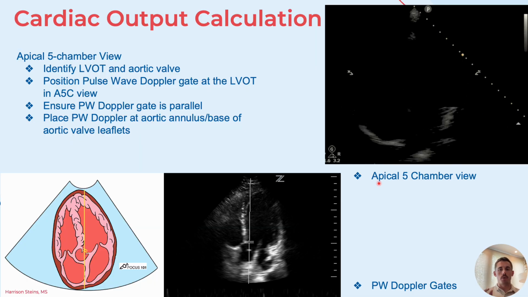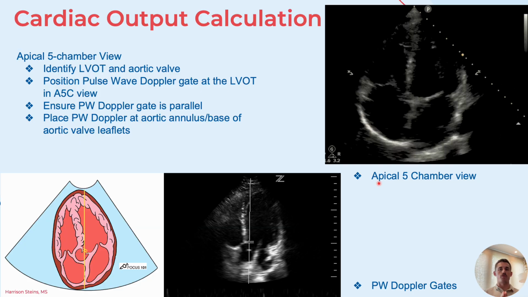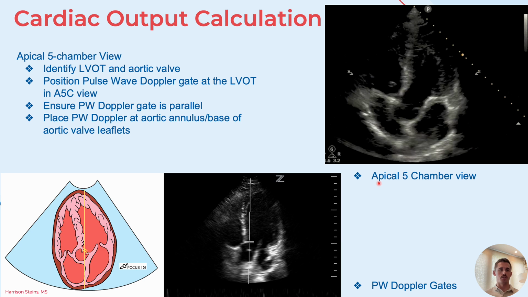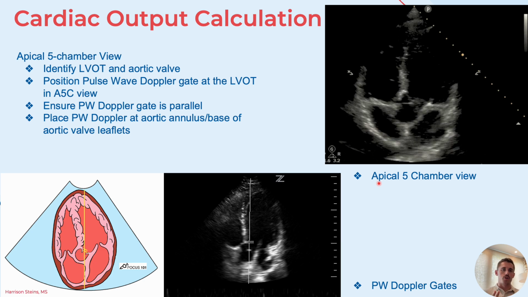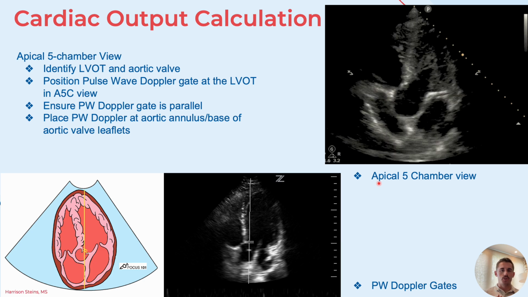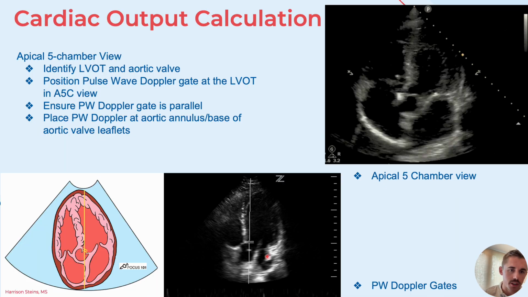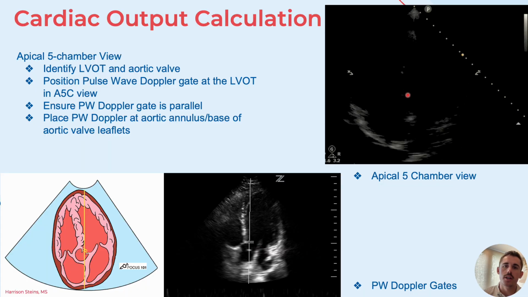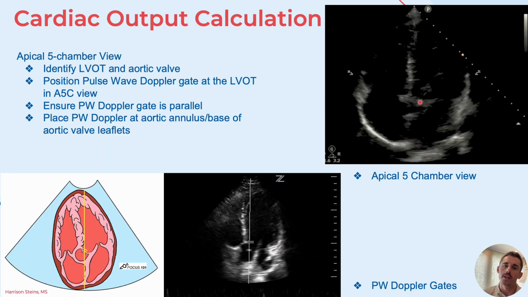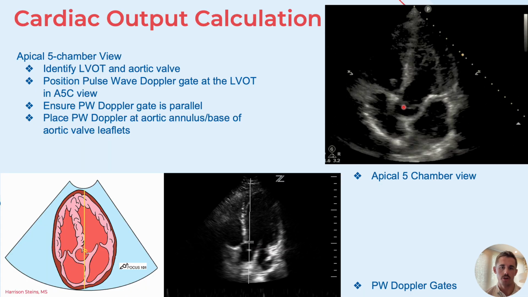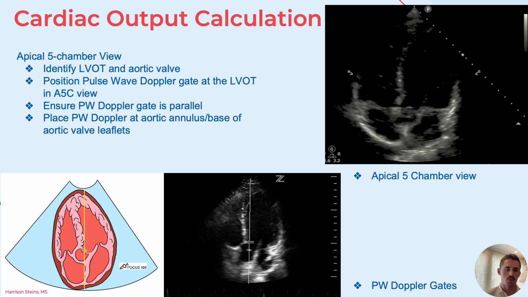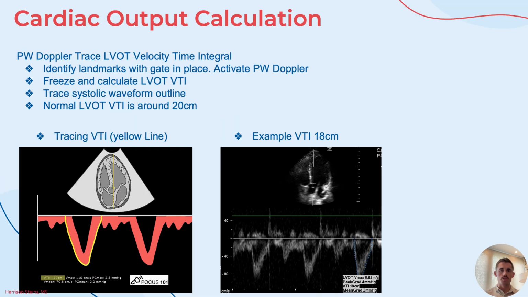We're going to take our pulse wave Doppler, which is going to show us a visual representation of the flow under that transducer, and then ensure that the gates are parallel and place that pulse wave Doppler gate at the aortic annulus, so the base of the aortic leaflets, and you can see that right here. We can see these aortic leaflets opening up right here in this 5 chamber view, and that's where we want to position our pulse wave Doppler gates. Once you've placed your pulse wave Doppler gates, then we're going to be identifying the velocity time integral.